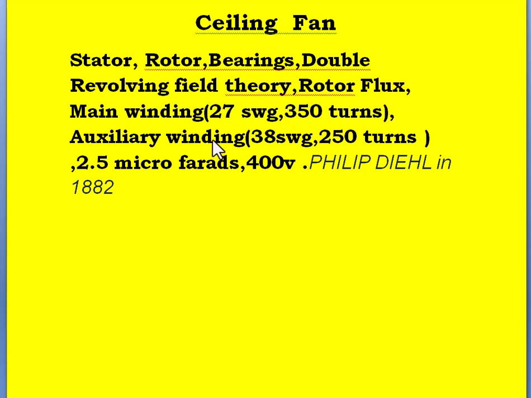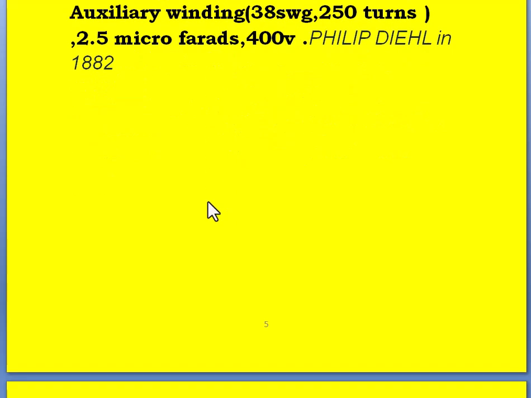Auxiliary winding, this is also called the starting winding. Gauge of the winding is 38 and the number of turns are 250, and the capacitor permanently connected has a value of 2.5 microfarads and voltage is 400 volts AC. And this ceiling fan was invented by Philip Dale in 1982.